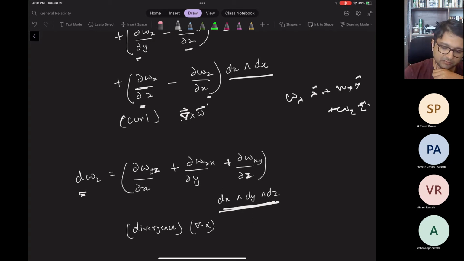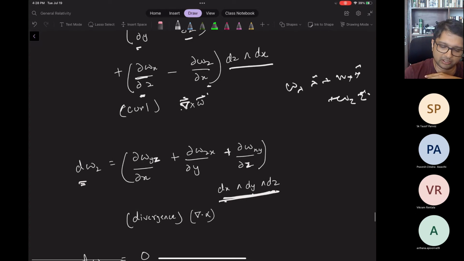So we'll get partial omega yz partial x plus partial omega zx partial y plus partial omega xy partial z, times dx wedge dy wedge dz. So this is very similar to the divergence. If you remember the isomorphism that we said, omega yz is similar to some alpha x, omega zx is similar to some alpha y, and omega xy is similar to some alpha z. So this is like the divergence del dot alpha.